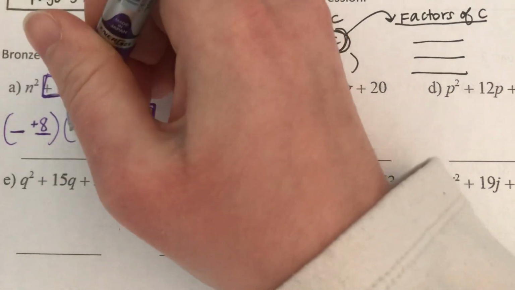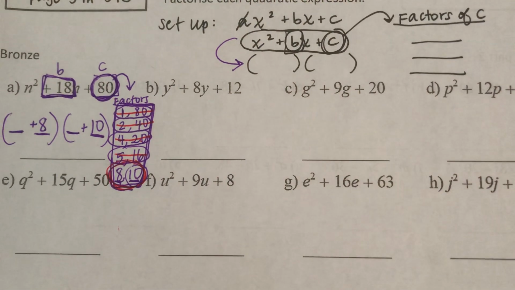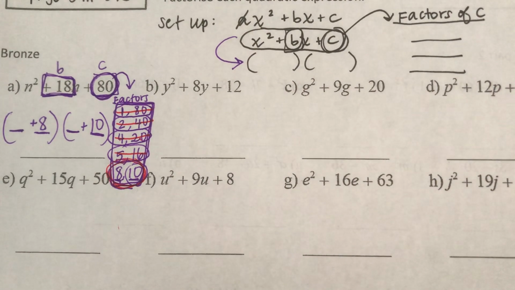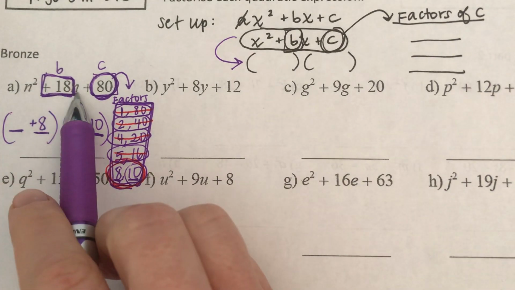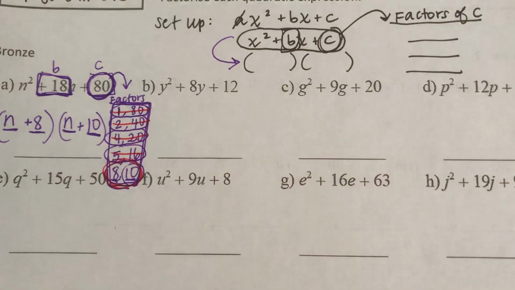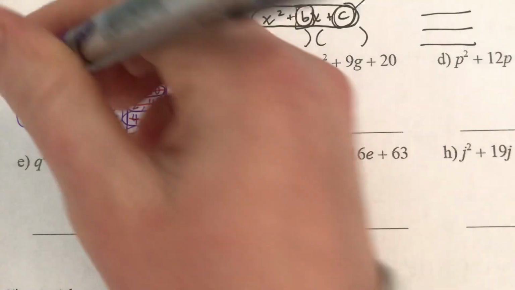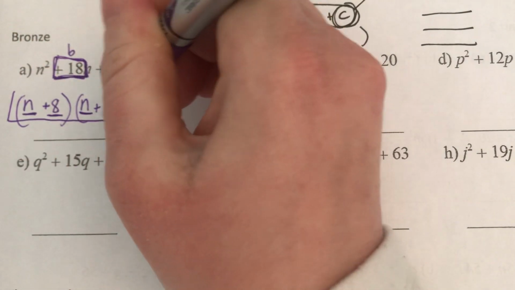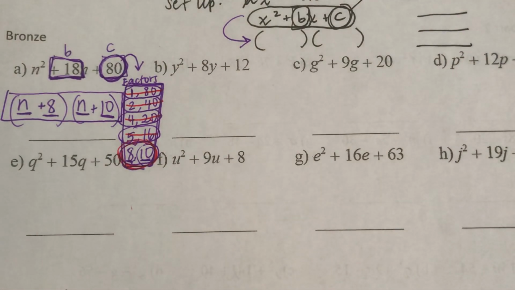I want you to try to think about what would go in our first term for each bracket. Since we have these n's here and here, it happens to be n. And that would be our answer actually. Our answer looks like this: n plus 8 in brackets multiplied by n plus 10.